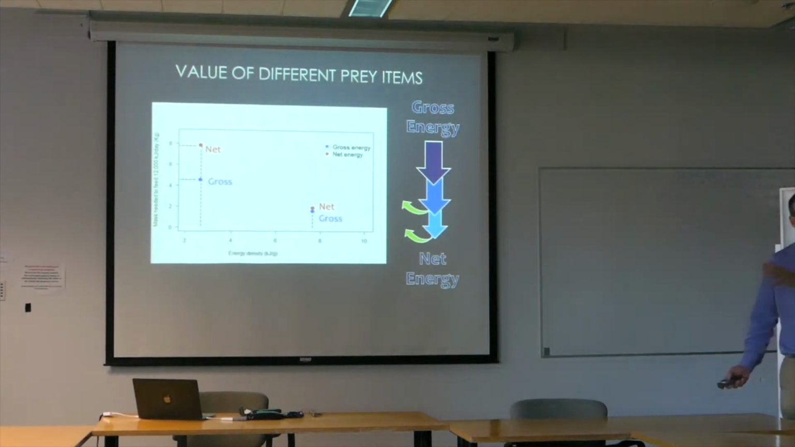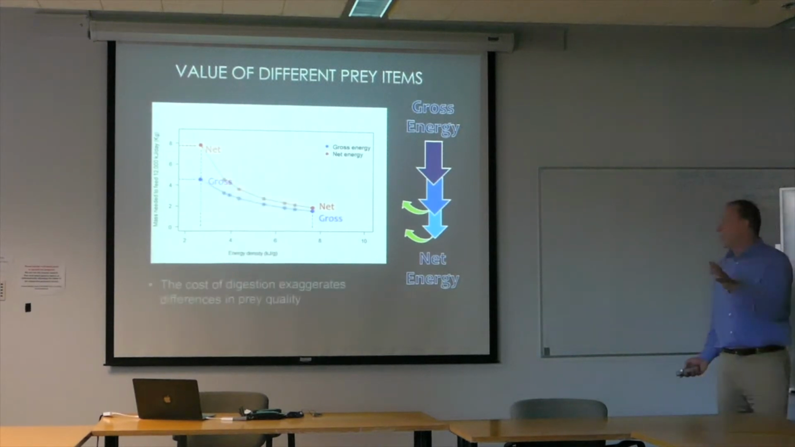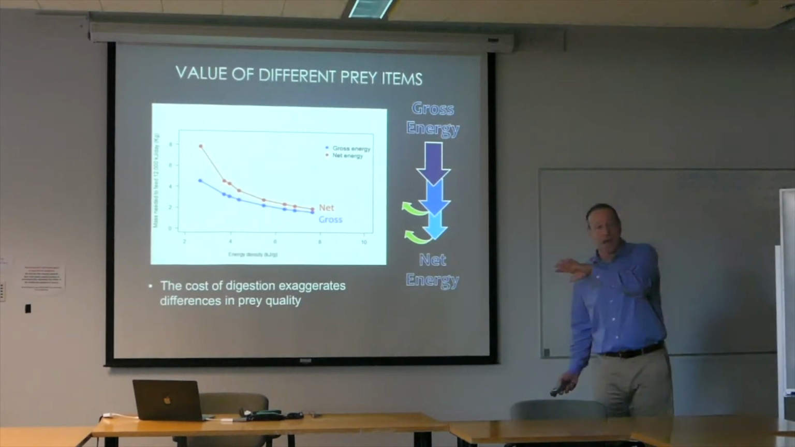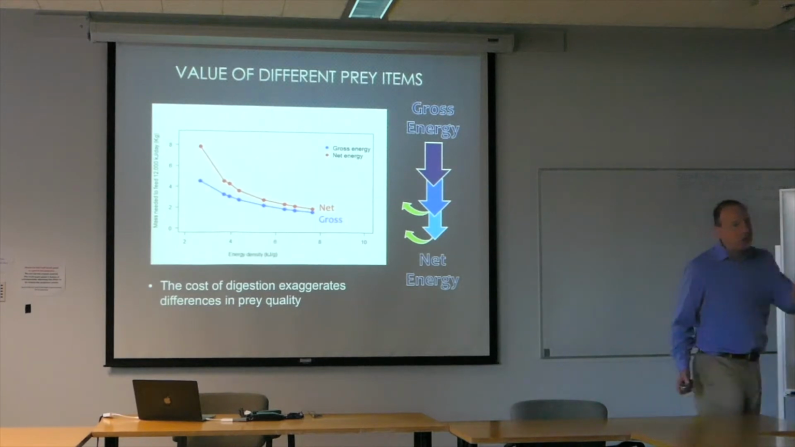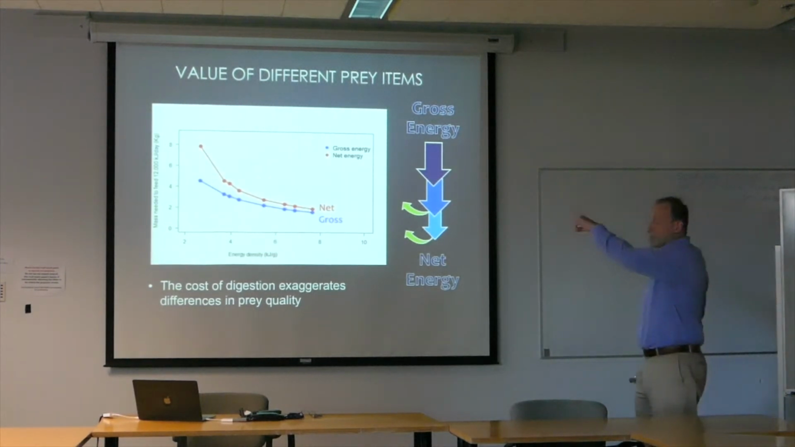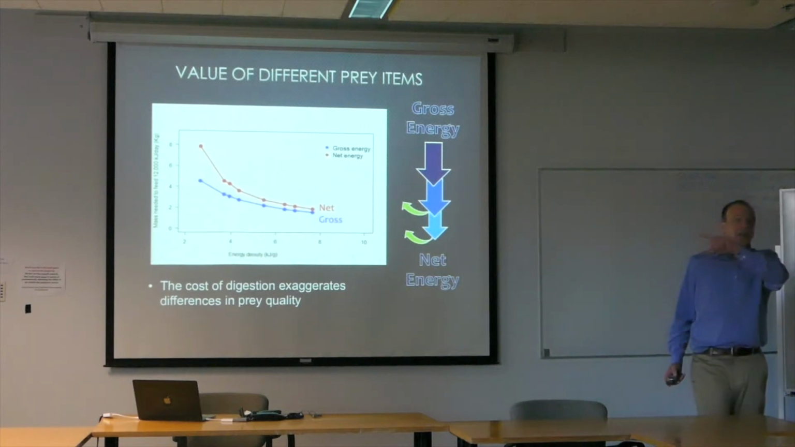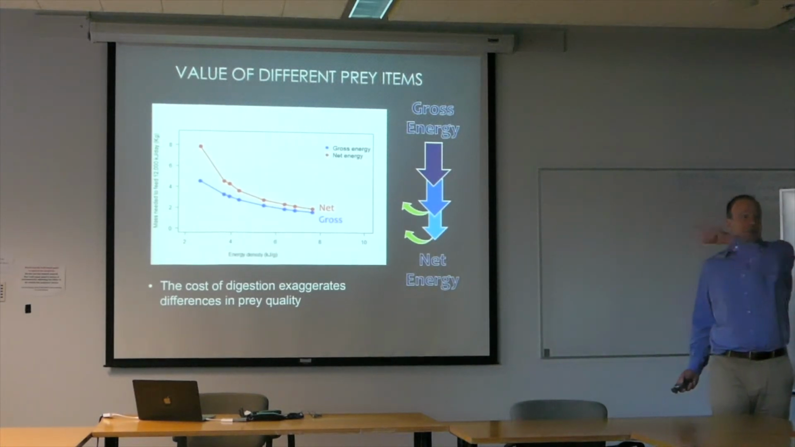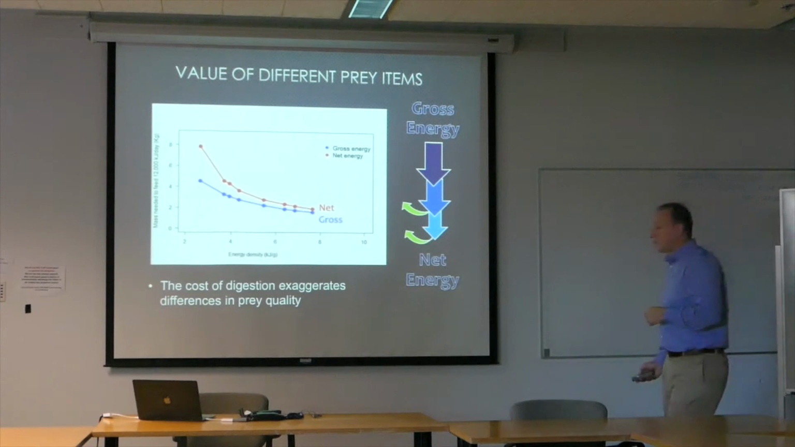And not surprising, similar to what you see in terrestrial animals, there's a very good relationship between the energy density, actually it's the protein content of the fish, and how much you're losing. So the take-home is the cost of digestion is really exaggerated as the quality of the diet starts to go down.